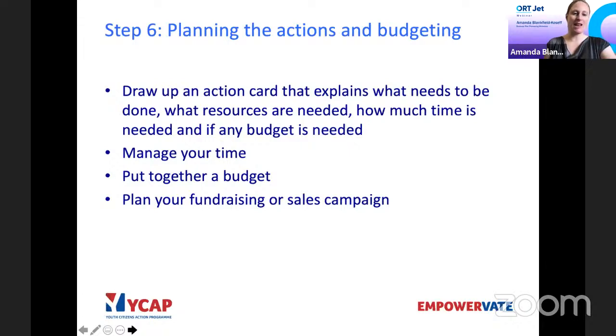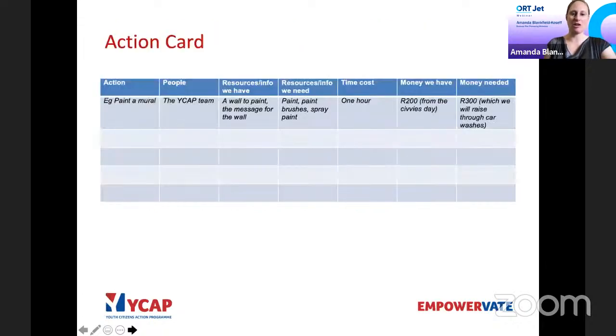So all of this is planning, and then the planning will have this action card as you see in front of you. What is the action that's going to be taken? Who are the people assigned to that? What resources or information do we already have? What resources or information do we still need? How much time is it going to cost us? How much money do you think it's going to cost? Or how much money do we have already? Maybe we've already got funding, or money that we need to raise.